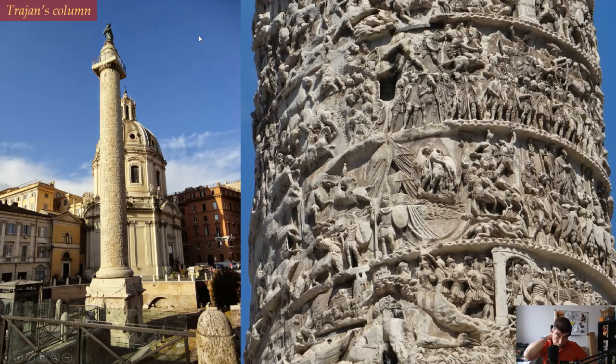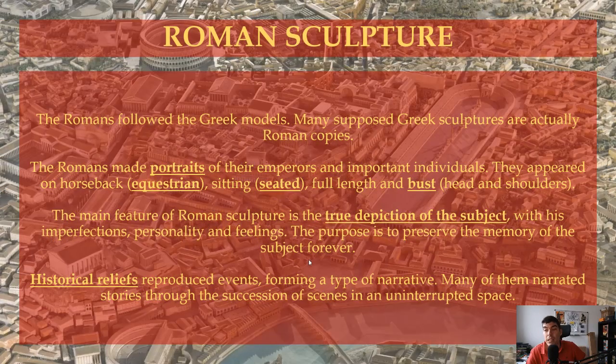We also have the commemorative columns. In these columns, there were reliefs which narrated a military campaign. In the case of Trajan's column, also in the Forum, it narrated the conquest of Dacia. Okay? Now, in Roman culture, the Romans followed the Greek models and they actually copied a lot of Greek sculptures. But they made way more. They made portraits of their emperors and their most important individuals. They could be on horseback, which is an equestrian sculpture, seated, which is a sitting sculpture, full length, just a standing sculpture, and a bust, which depicts only the head and the shoulders. What is the most important feature of Roman sculpture?